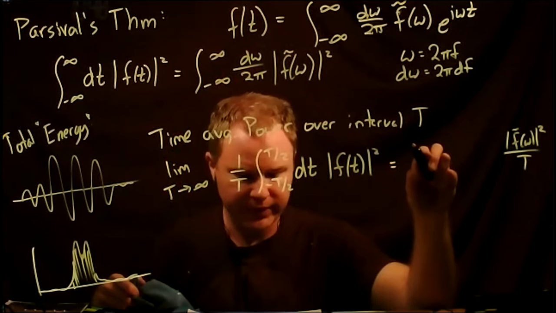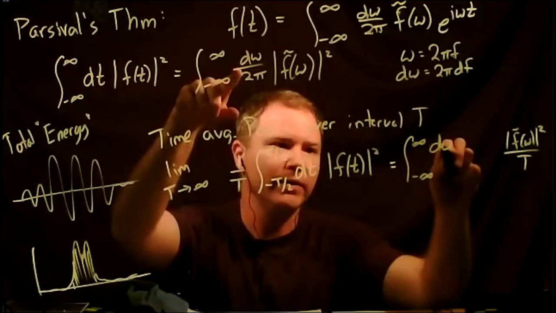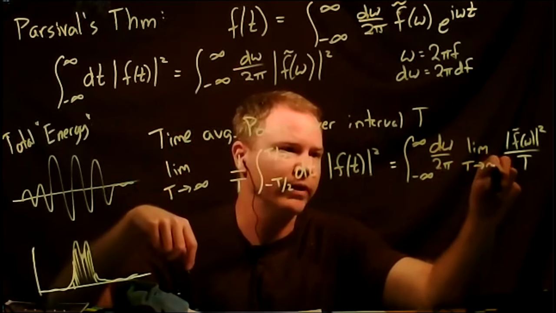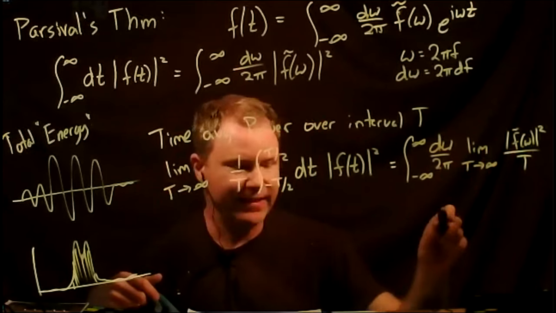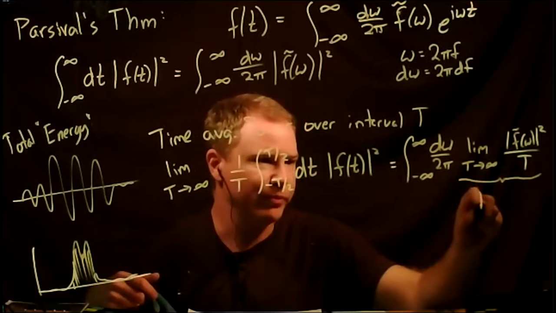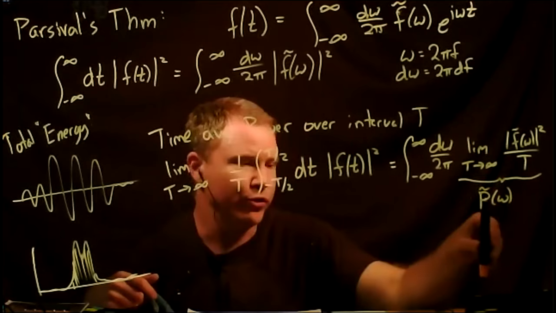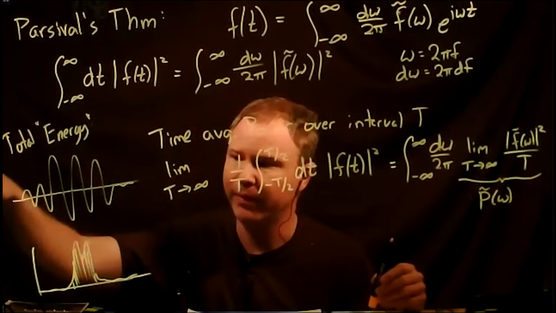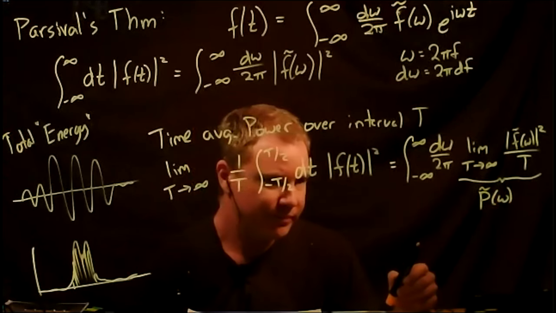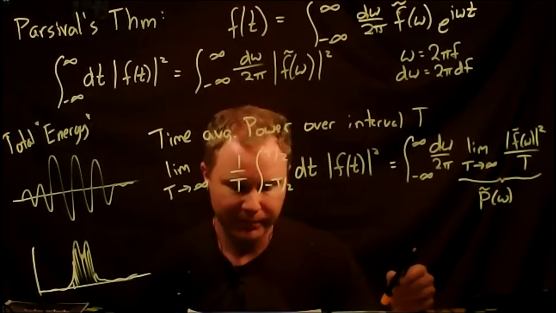So I will write this as an integral from minus infinity to infinity of d omega over 2 pi times the limit as t goes to infinity of this. And it's this thing that I will define as the power spectrum, P. This is what we measure with a spectrometer, and this is what we want to measure. It's the power of the signal averaged over some amount of time.